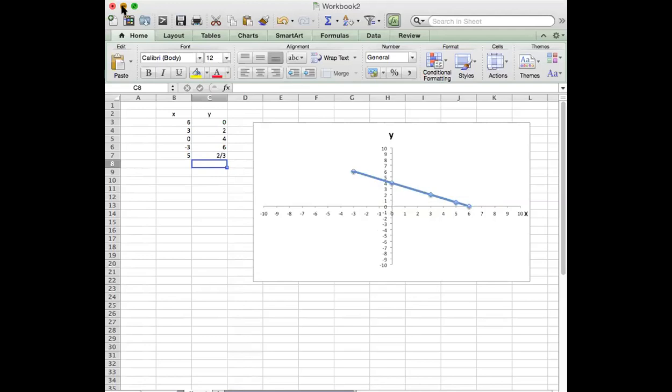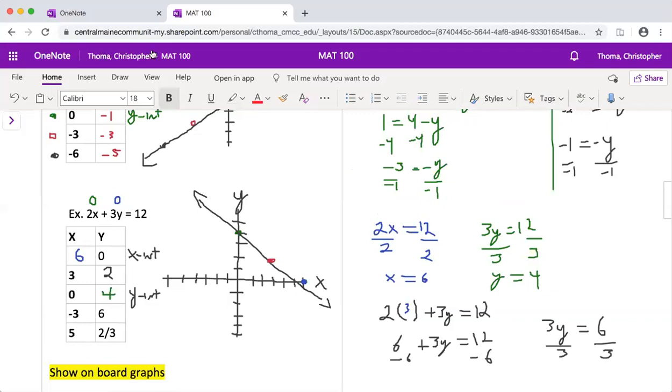So back to our OneNote. I want to show that we can draw things to scale fairly easily.